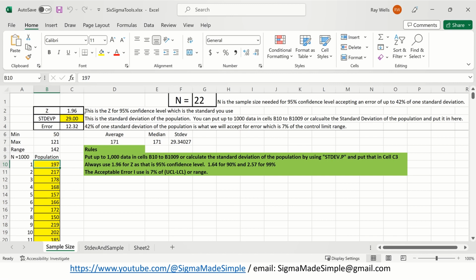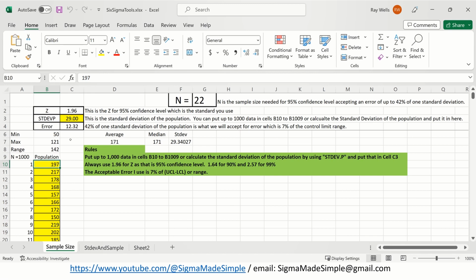So if we have a Z of 1.96, standard deviation of 29, and we're willing to accept basically 42% of our standard deviation as an error, which will get you within about 6%. It gets you pretty close. That's what I usually use. 12.32.